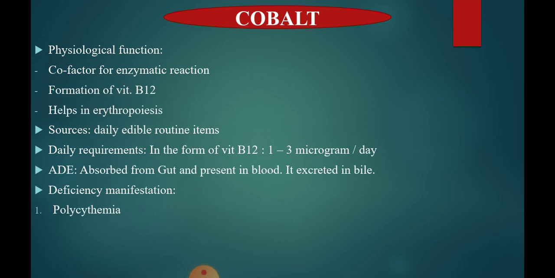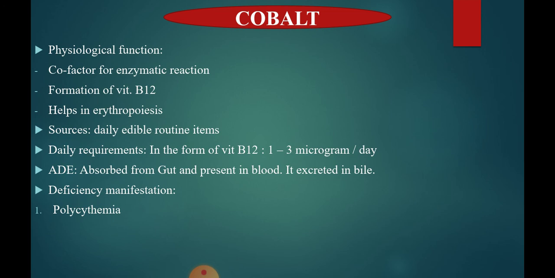Next trace element is cobalt. Physiological function: it acts as a cofactor for several enzymes, forms a component of vitamin B12, and helps in erythropoiesis. Sources: it is found in daily edible routine items. Daily requirement is in the form of vitamin B12 as little as 1 to 3 microgram per day. Cobalt is readily absorbed from the gut and present in blood, that is 8 microgram per 100 ml, and excreted via bile. Deficiency manifestation: a large amount of cobalt results in polycythemia, that is an increase in the number of RBCs in blood.